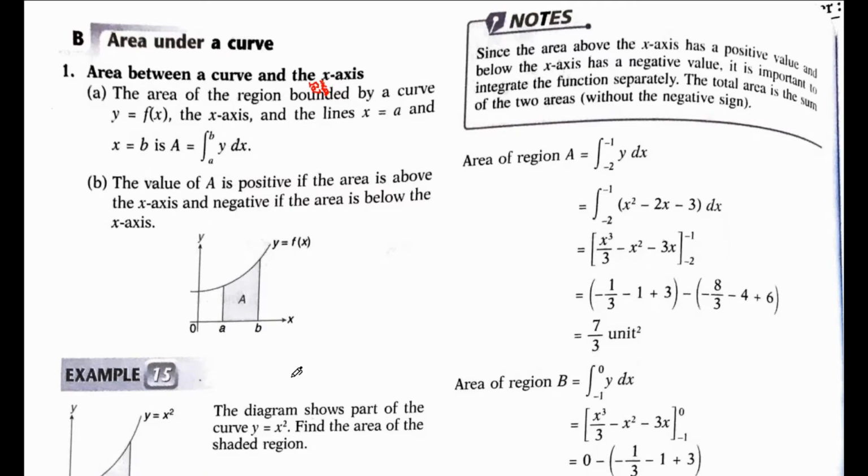So let's look at this graph. The area region bounded by the curve. Here we have a curve y equals f(x). This is the equation of this curve. The x-axis is here, and the lines x equals a, and x equals b. The area of the region bounded by these four lines is this one.